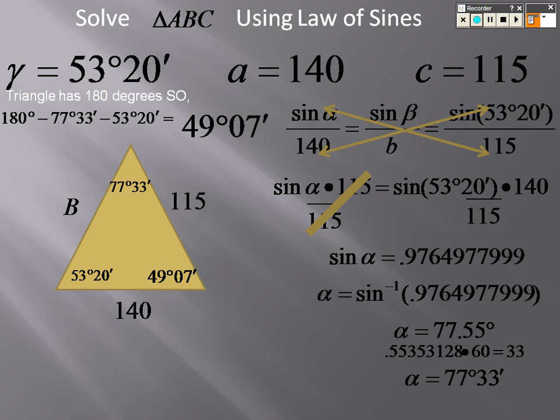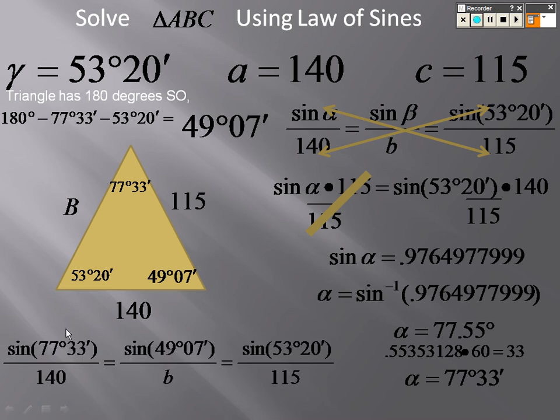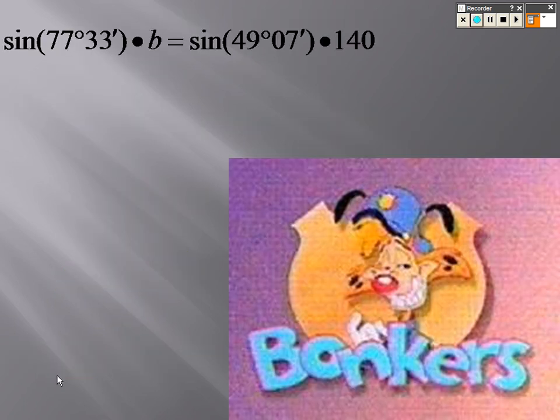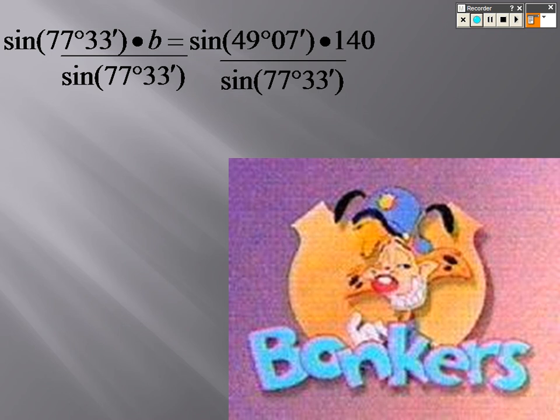So I just need to find the missing side now. So I cross multiply. I can do any of them. I'm going to do these two. So sine of 77 degrees 33 minutes times b equals sine of 49 degrees 7 minutes times 140 when you cross multiply. So to get b by itself, I divide both sides by sine of 77 degrees 33 minutes. And when I do that, b is 108.40.